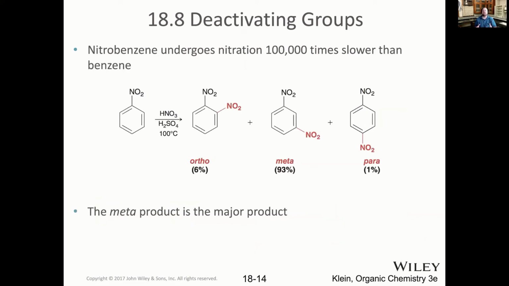And so that's what we see. When you give it enough time for a nitro group to undergo another nitration event, we find that it is 93% meta and only 6% ortho and 1% para. And you do have to give it a lot of time because it's 100,000 times slower than just benzene undergoing nitration. And that's because of the deactivation effect of the nitro group.